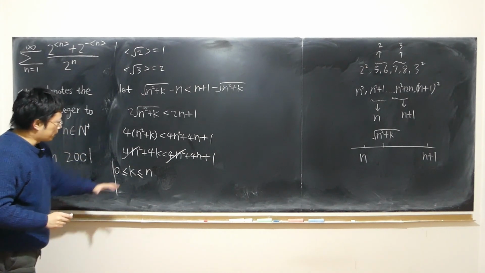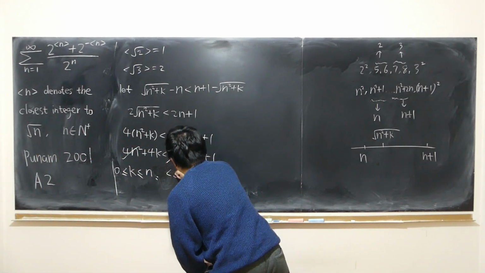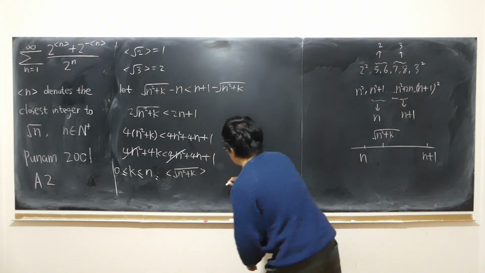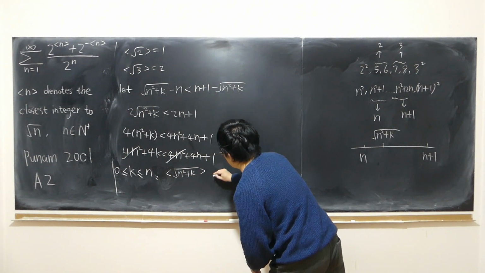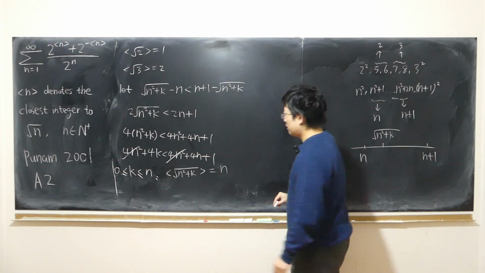This kind of k makes the closest integer of the square root of this type of number exactly n.